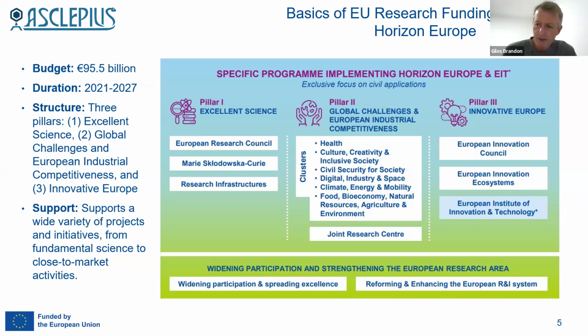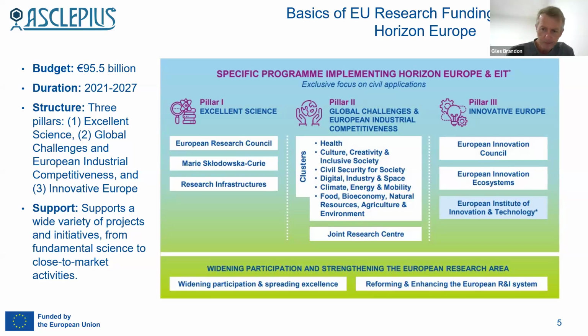Now, each time there's a new program, there's a slightly different structure. With Horizon Europe, what you'll see in this figure is that we have three main pillars. Pillar 1, Excellent Science. Pillar 2, Global Challenges. Pillar 3, Innovative Europe. And then running at the bottom, horizontally, you'll see indicated Widening Participation and Strengthening the European Research Area.